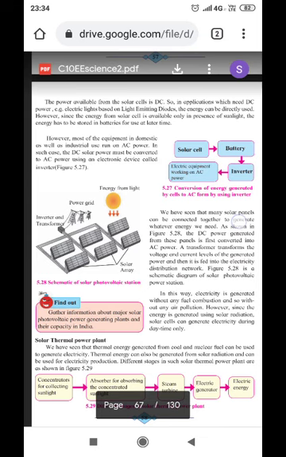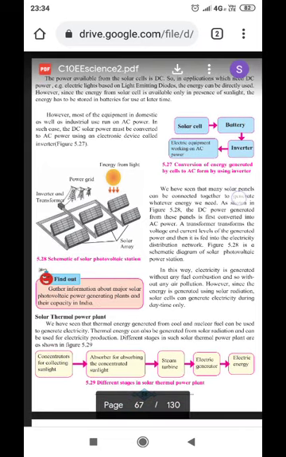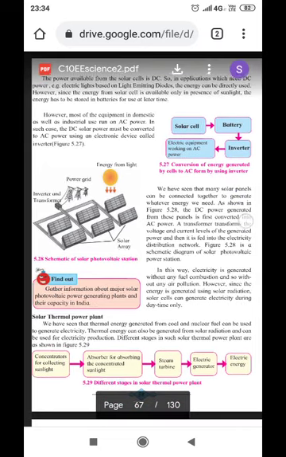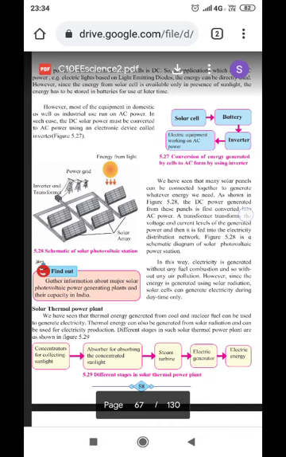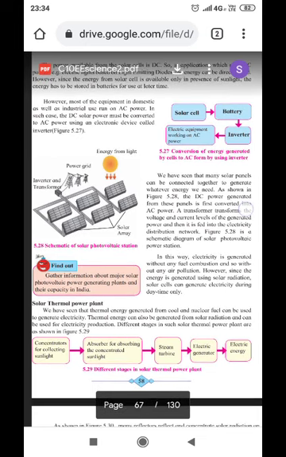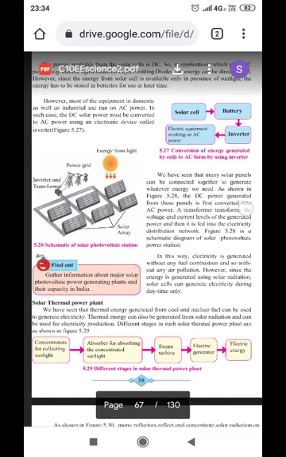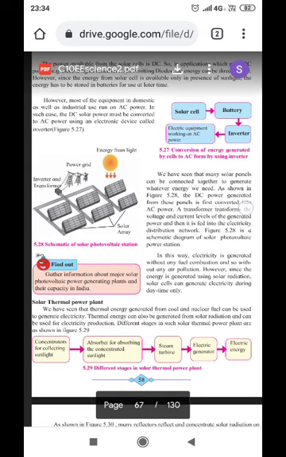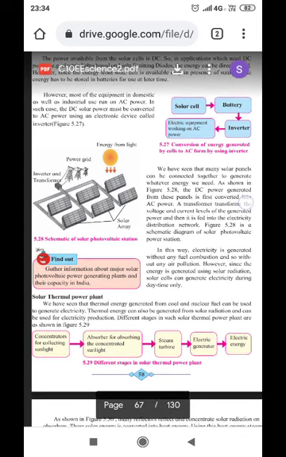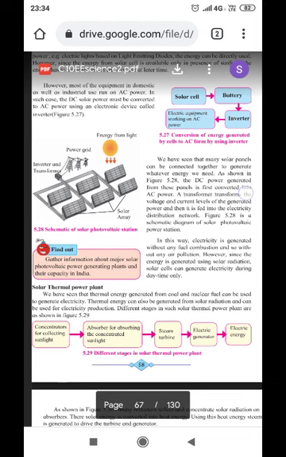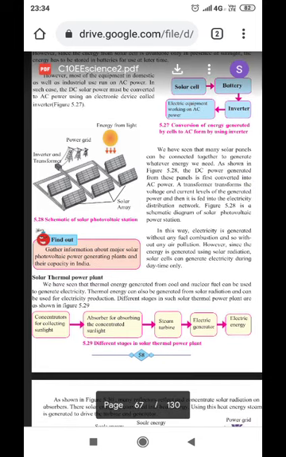In this way, electricity is generated without any fuel combustion, without burning any coal or wood, and therefore it does not lead to any air pollution. However, since the energy is generated using solar radiation, solar cells can generate electricity only during the daytime. That is the biggest disadvantage, because in many countries and places the sun cannot be seen for 24 hours, or even more than 12 hours, and therefore electricity can be produced only during the daytime.